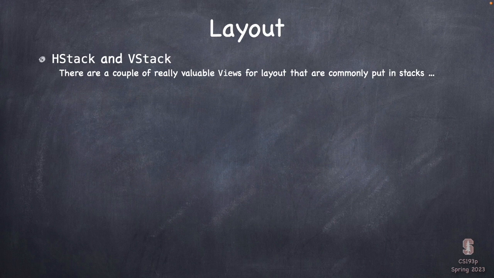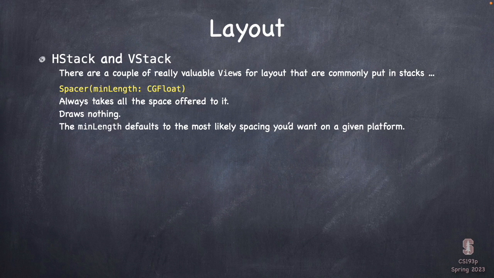When you're doing HStack and VStack layout, there's a couple of little views you're going to put inside them that are really valuable. And you've already seen one, which is the spacer. The spacer uses all the space that's given to it in both directions. So it kind of fills up extra space. So it's great in an HStack where you want one thing on the left and one thing on the right. Then you put a spacer in the middle and it'll use all the extra space. It's a very flexible view, the most flexible view, right?